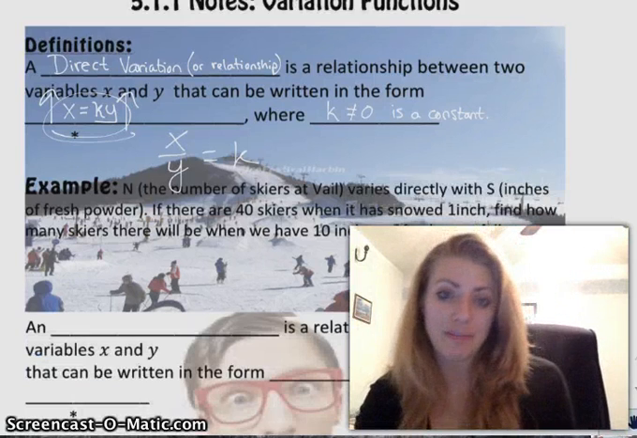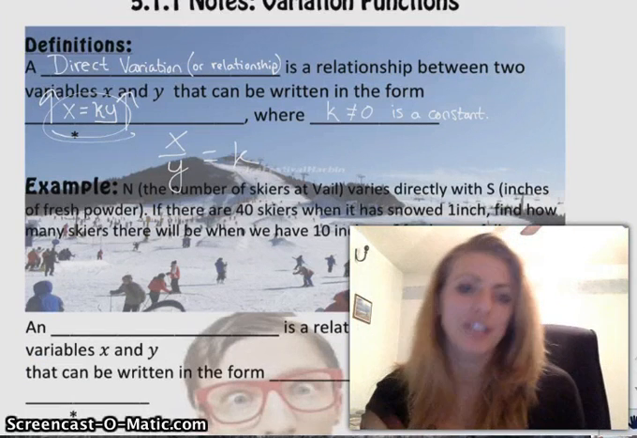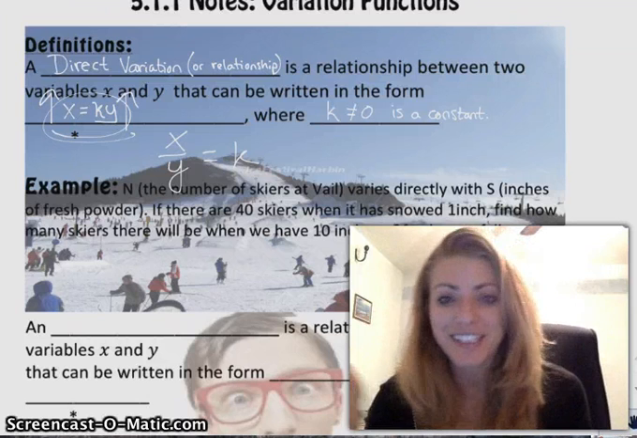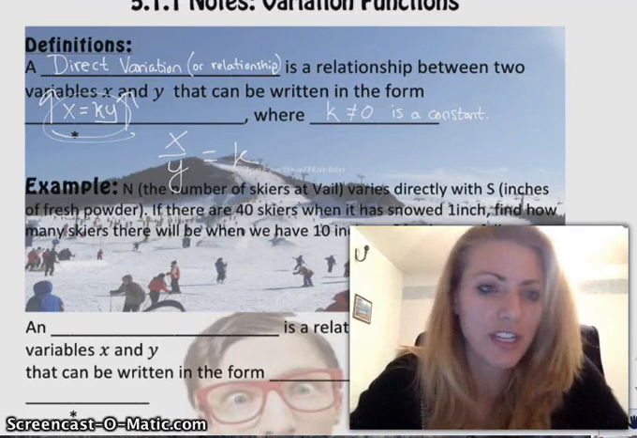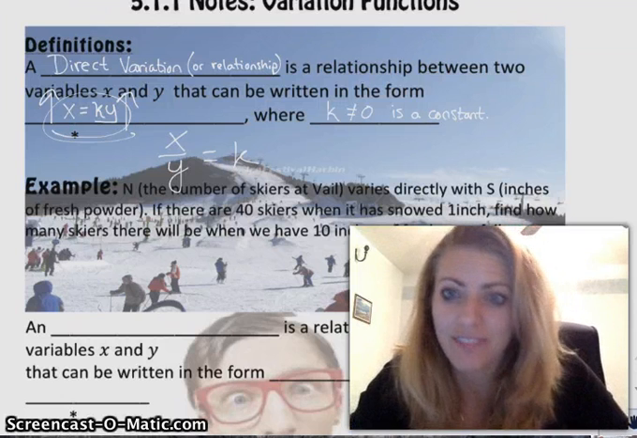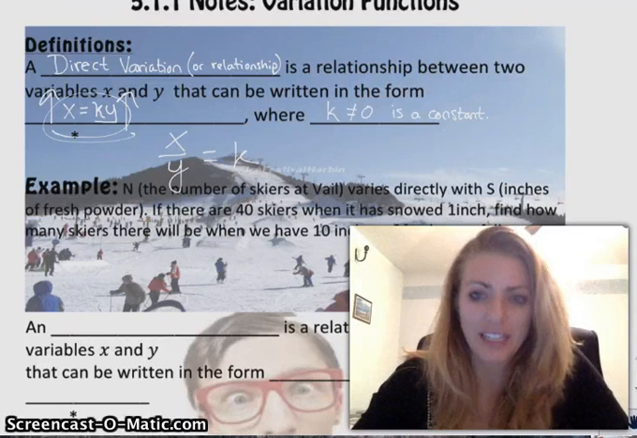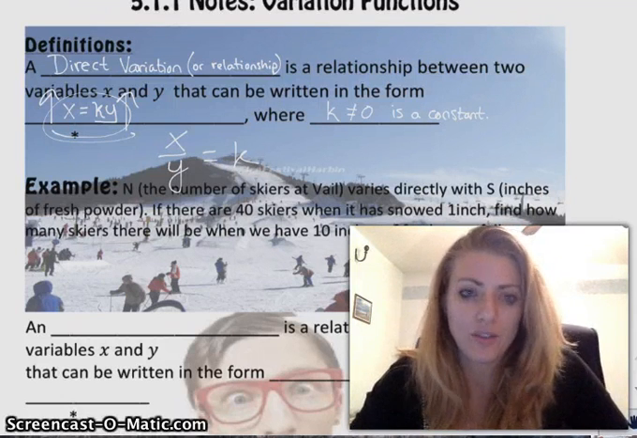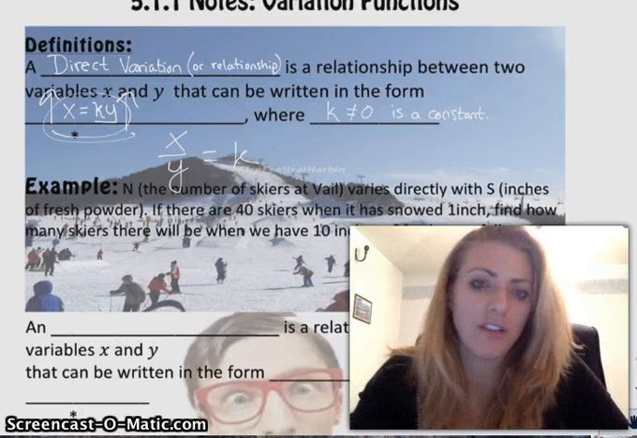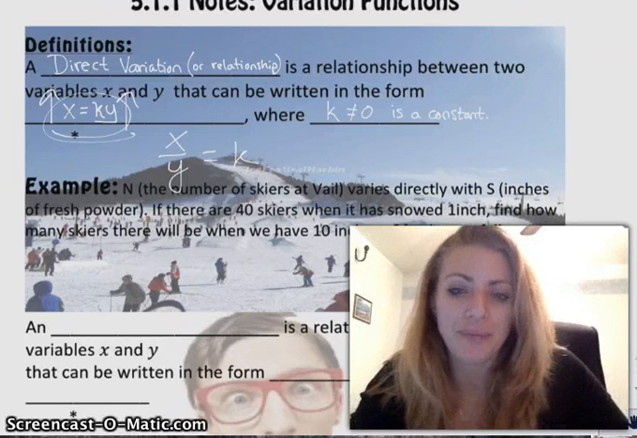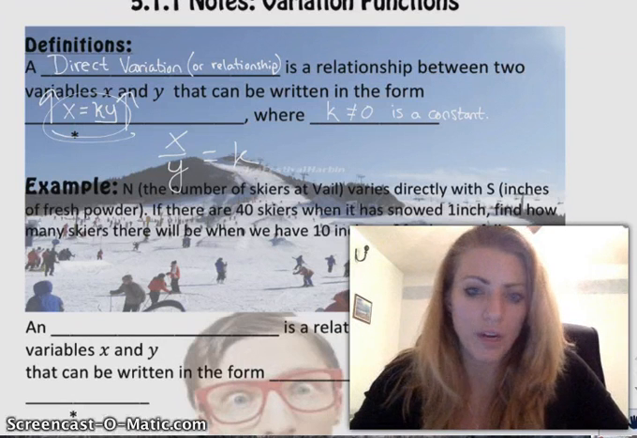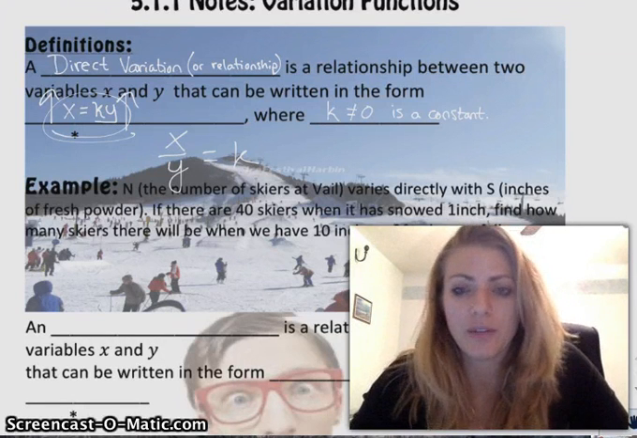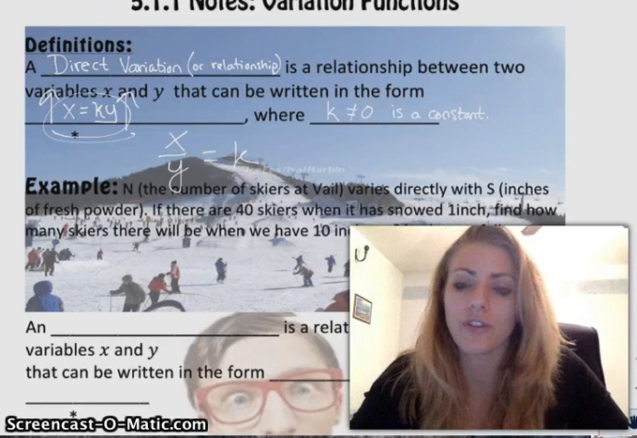All right, so our first example is about Vail, because we live in Colorado, and that's exciting. So n, which is the number of skiers currently at Vail, varies directly with s, which is the number of inches of fresh powder. If there are 40 skiers when it has snowed 1 inch, find out how many skiers there will be when we have 10 inches of fresh snowfall.